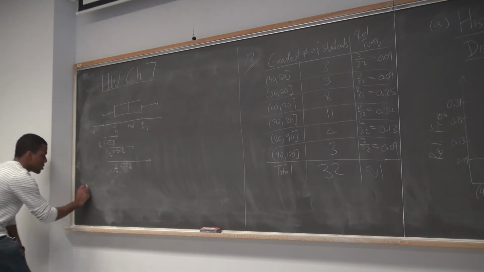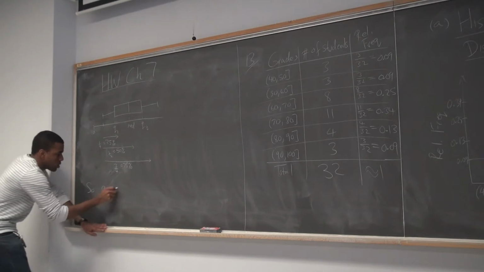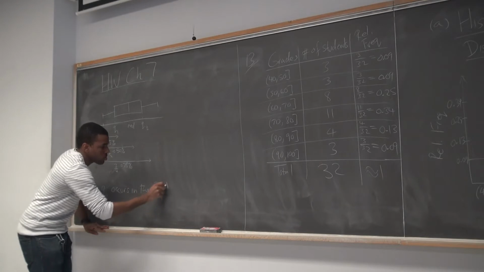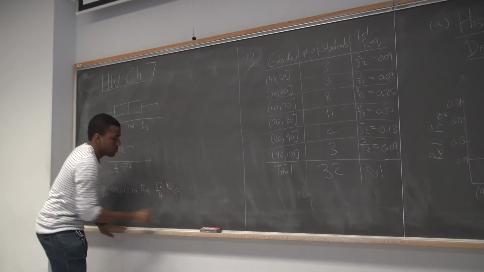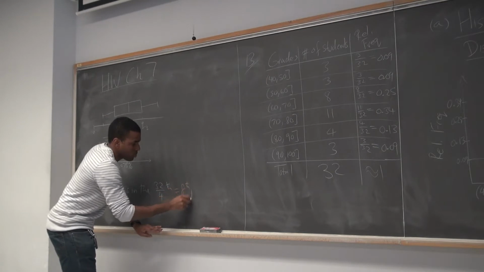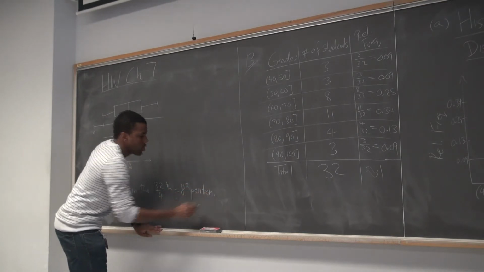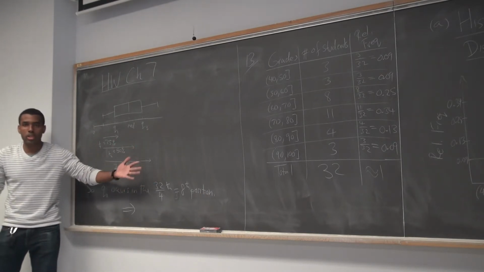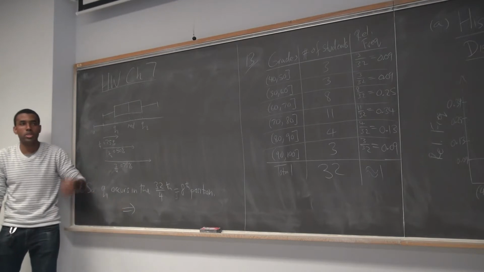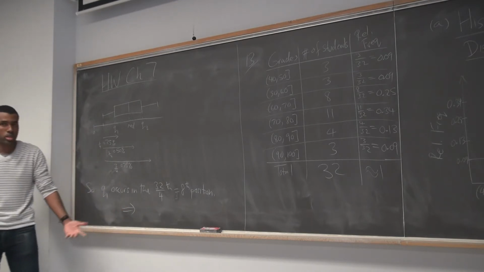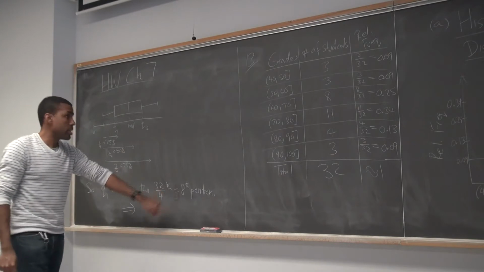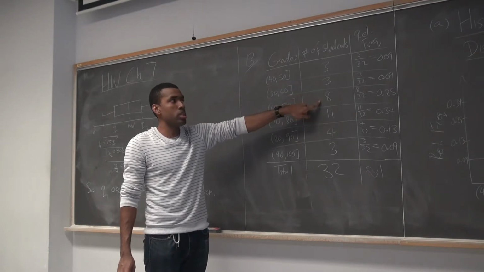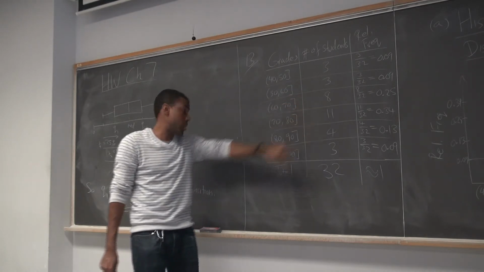So Q1 occurs in the 32/4 position. 32/4 is 8. And then once you figure out the position, everything else is just like the median. You have to find the number of steps you need into which bin and what the step sizes are. Same deal. So how do we get to the 8th position? Well, these 2 bins get us to the 6th position. This means we need 2 more, so we need 2 steps into this bin.